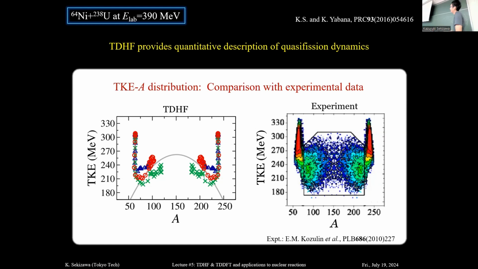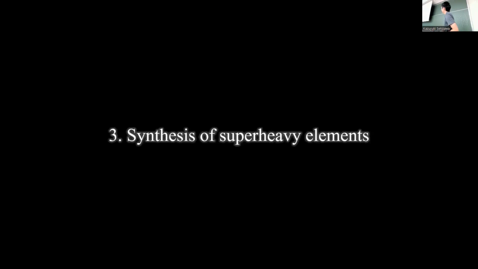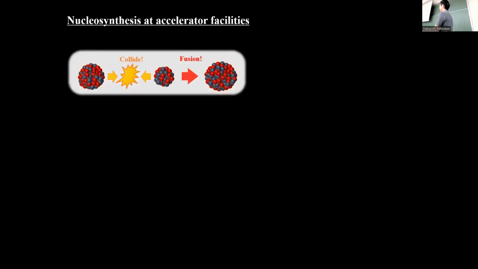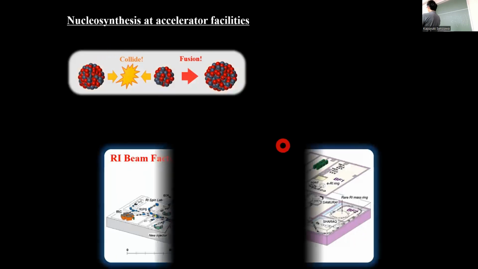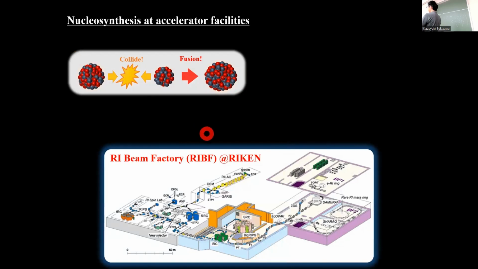Okay. Now, I think this is the final example. In the rest of 10 minutes or so, I will discuss the application to superheavy element synthesis. Okay, so how to synthesize new elements? We do nucleosynthesis experimentally. We collide two nuclei and make a fusion reaction. To this end, we use an accelerator facility like RIBF.